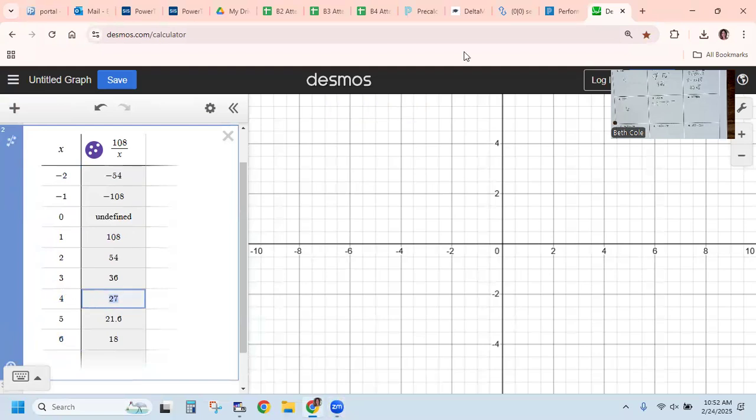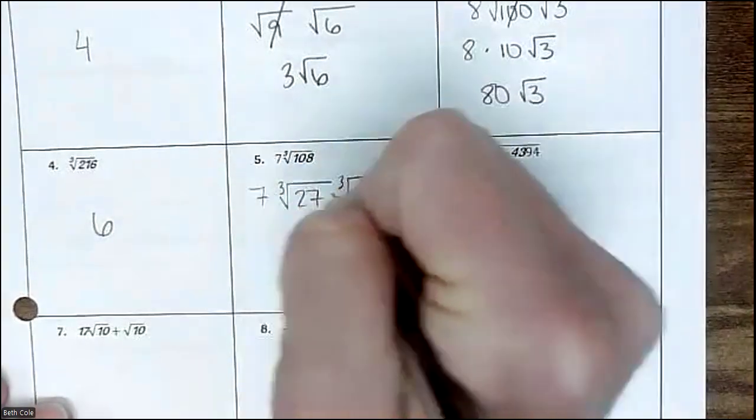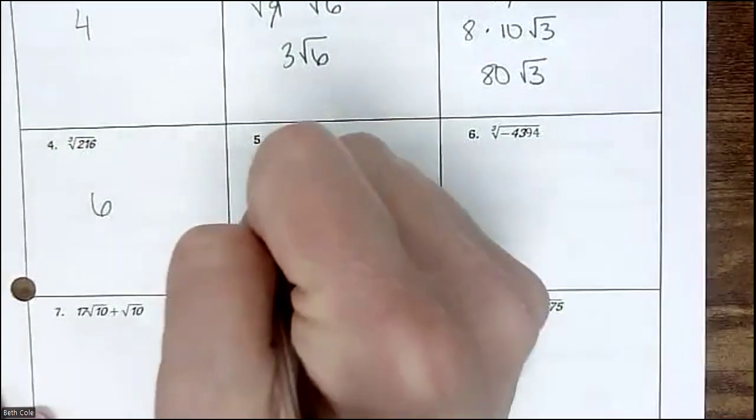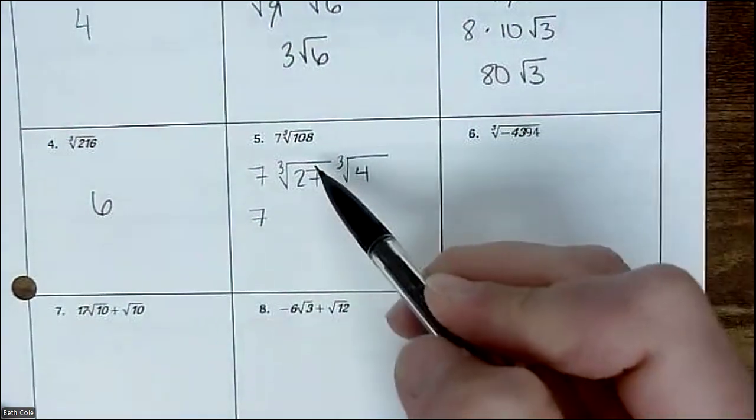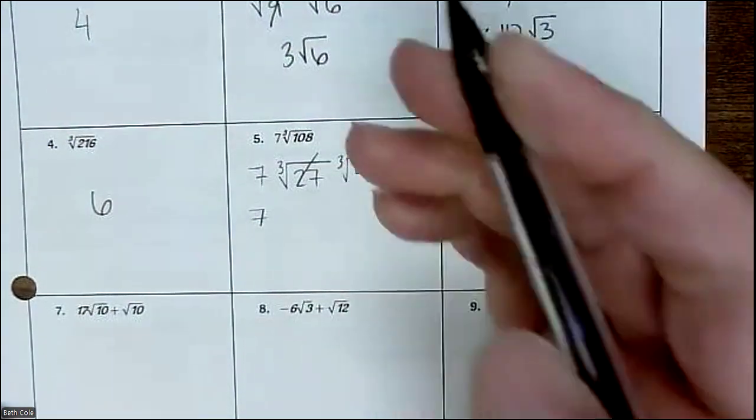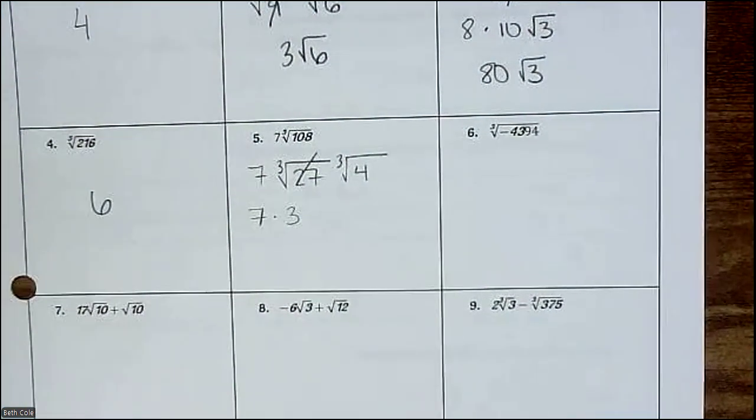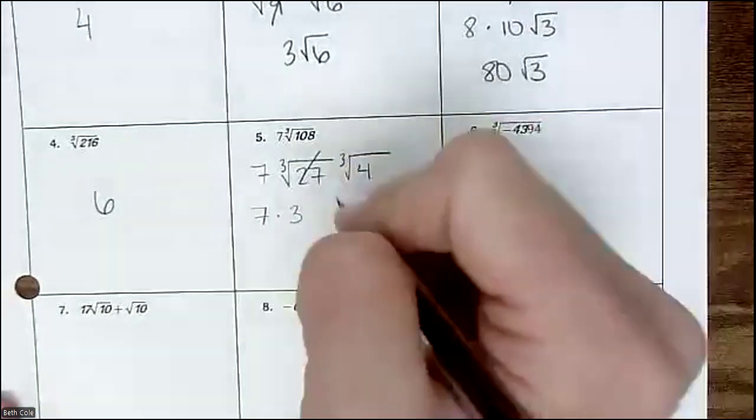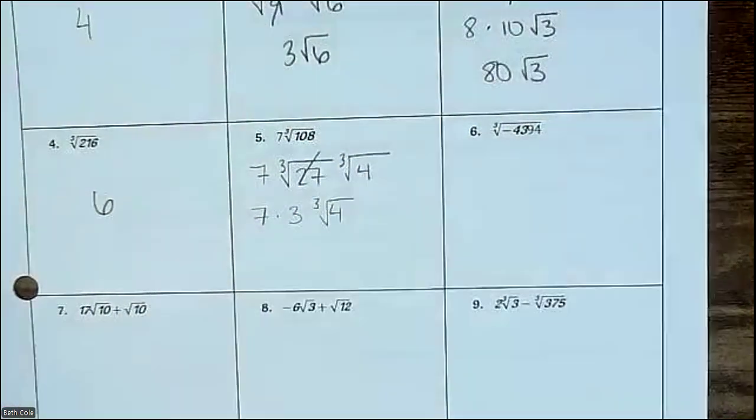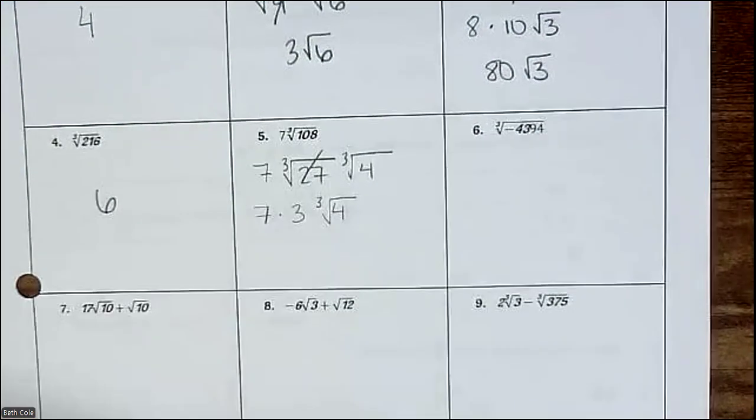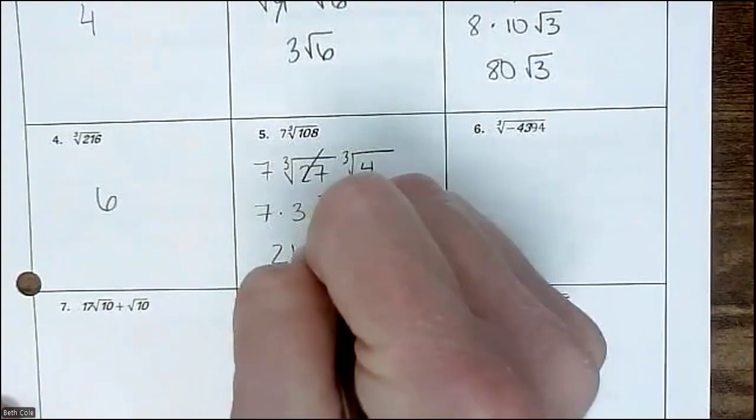I had a guess, but I checked it, all right? 27 times 4. The 7 is just there. Just put 7. And then what is your cube root of 27? It is 3. Do you remember how to type cube root in the desk? Perfect. I love you guys. CBRT. All right, and then you got cube root of 4 is just there. And then your last step, you just multiply them together. So 7 times 3 is 21.